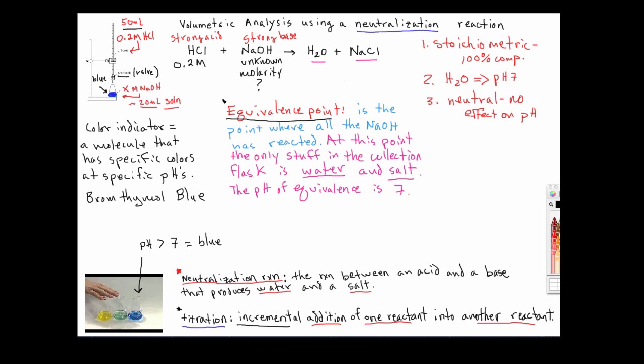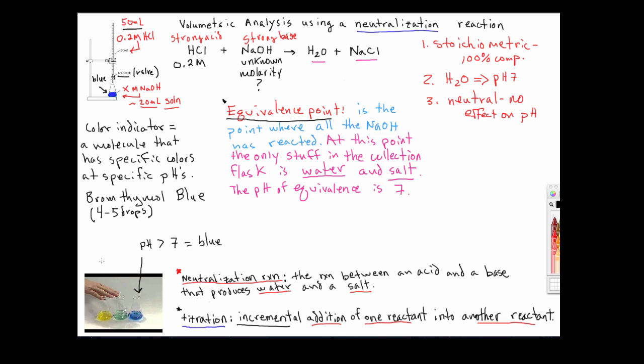Now, I'm saying we add the color indicator to the solution. How much do we add? Usually you're going to add between 4 to 5 drops of the color indicator to the collection flask in a titration that happens in the laboratory.